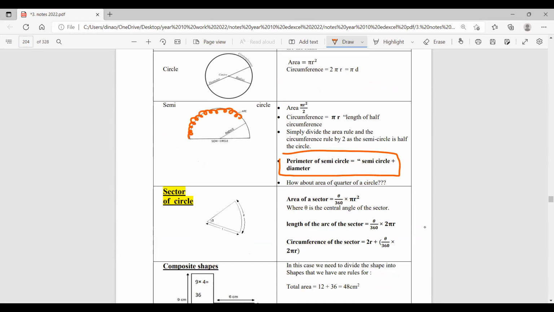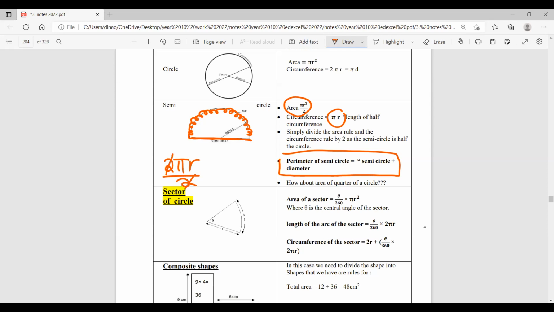I just want to confirm something about the semicircle: since the semicircle is half a circle, the area of the semicircle is the area divided by 2. The circumference of the complete circle is 2 pi r. If I divide this by 2, since it's a semicircle, this cancels with this and I'm left with pi r. But what does this pi r calculate for me?